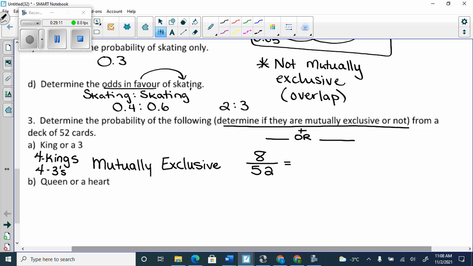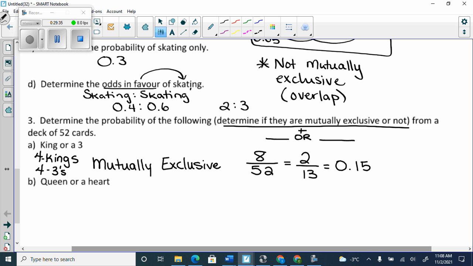What does it reduce to? What does it reduce to as a decimal? It's the nearest hundredth. And as a percent, it would be 15%. Correct? They asked for that. Okay. What about a queen or a heart?